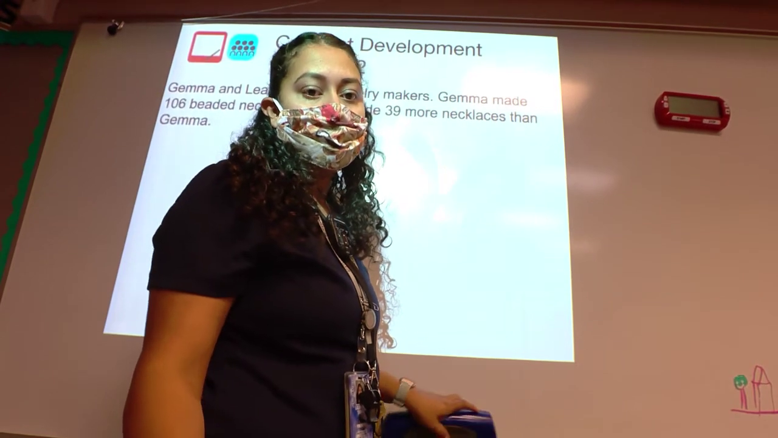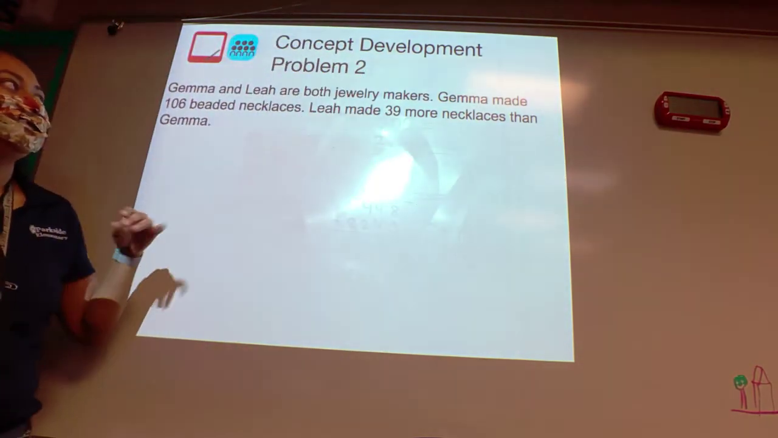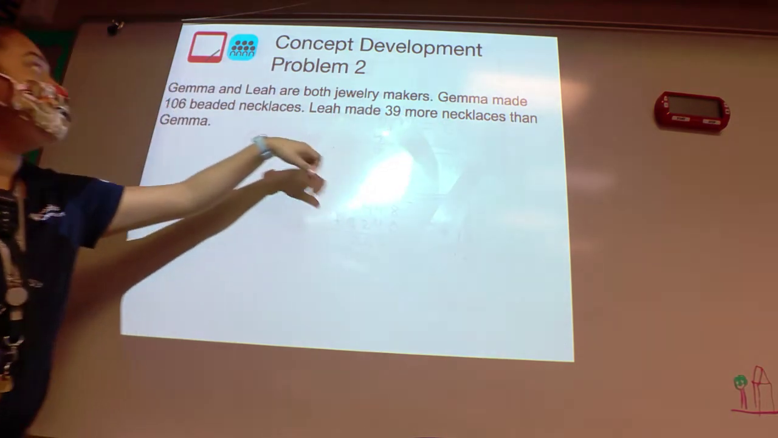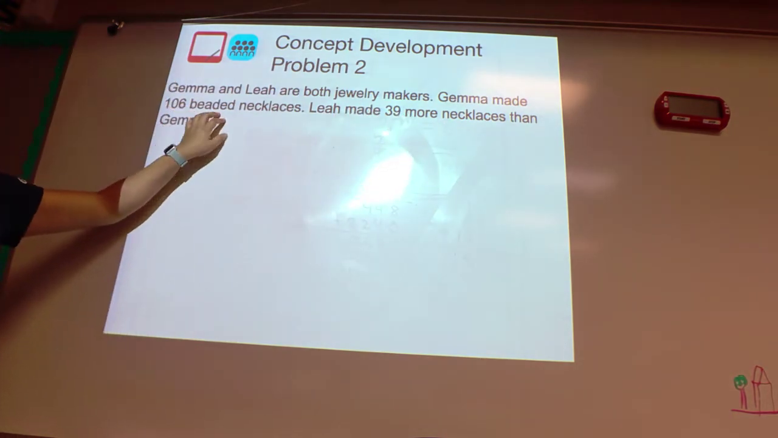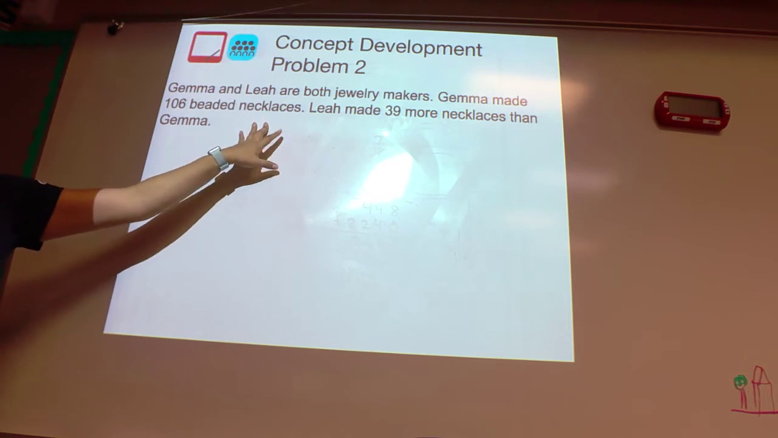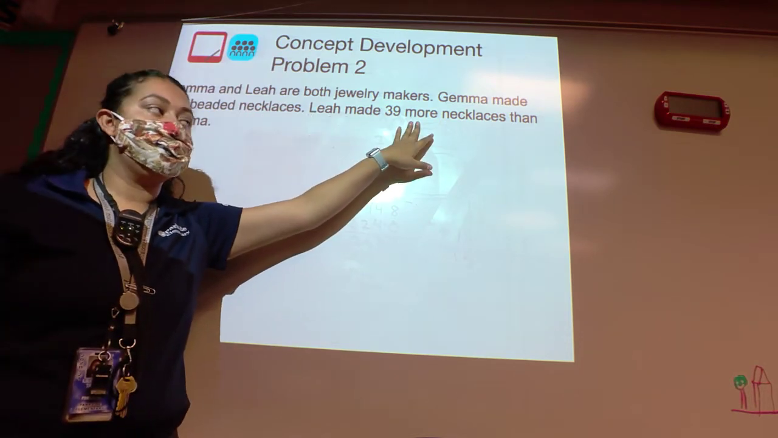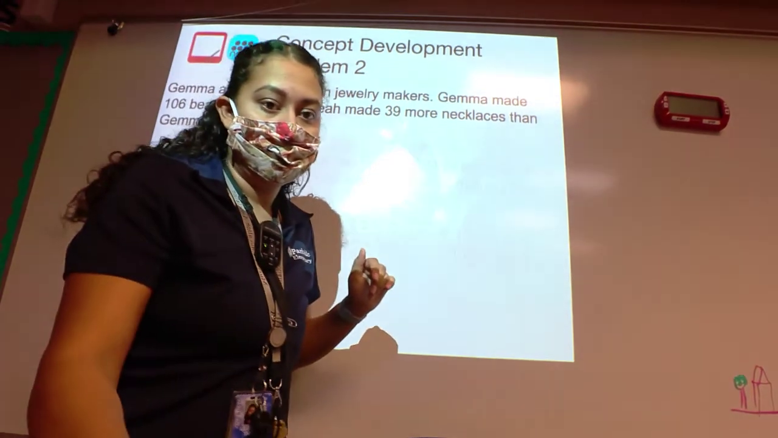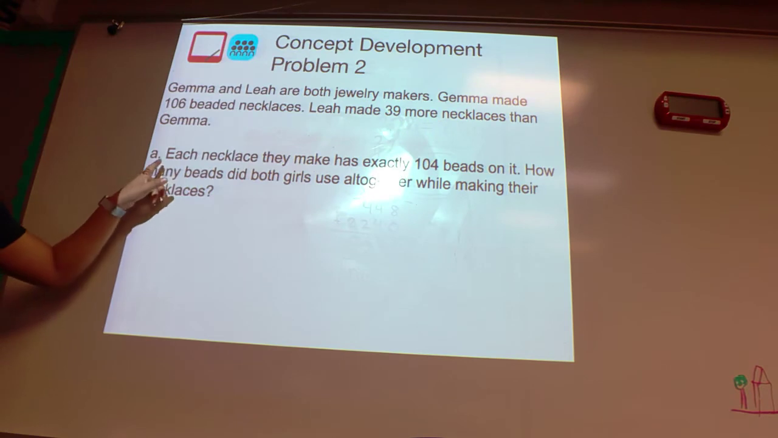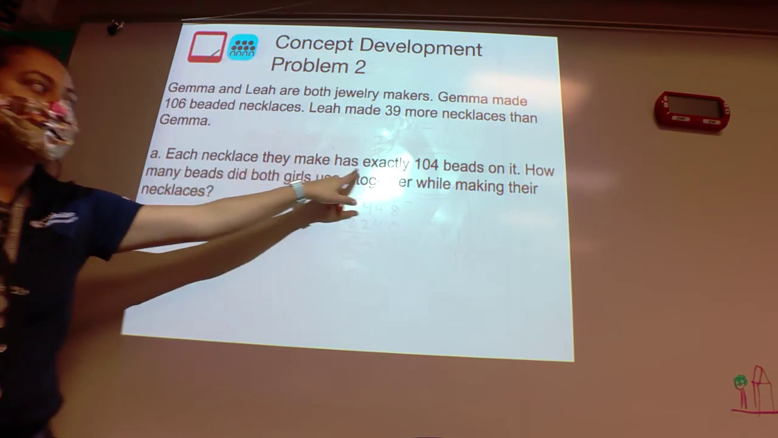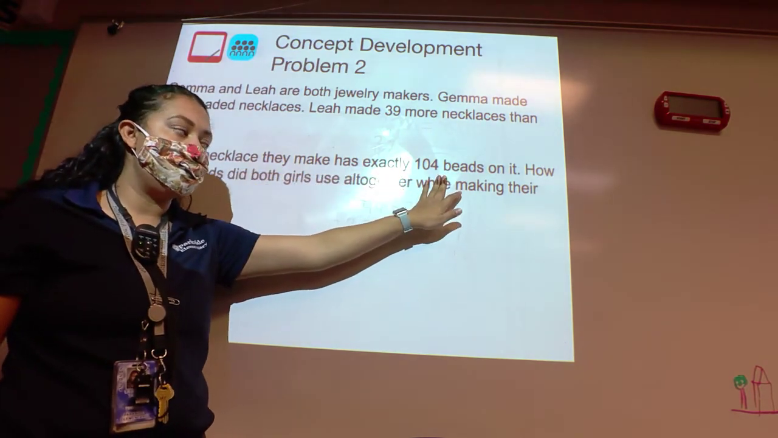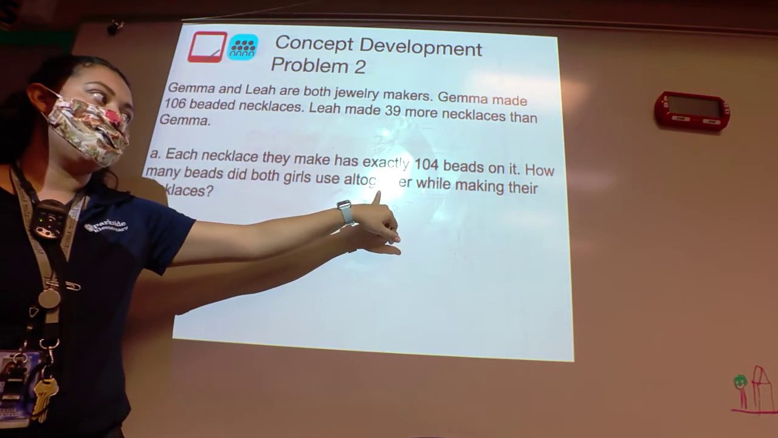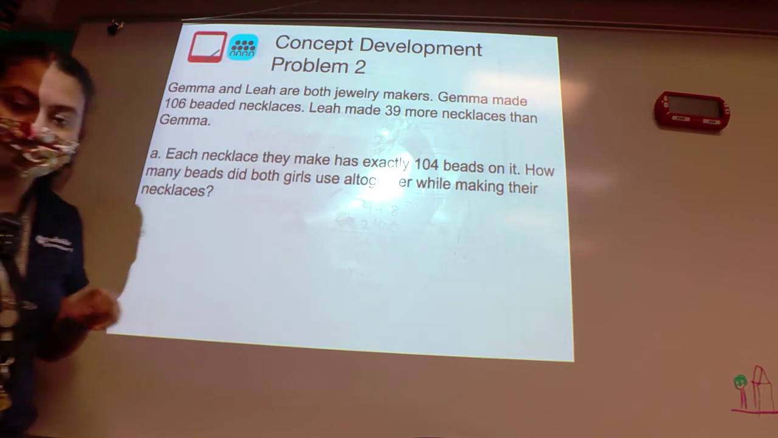Alright, so Gemma and Leah are both jewelry makers. Gemma made 106 beaded necklaces. Leah made 39 more necklaces than Gemma. Question A. Each necklace they make has exactly 104 beads on it. How many beads did both girls use altogether while making their necklaces?